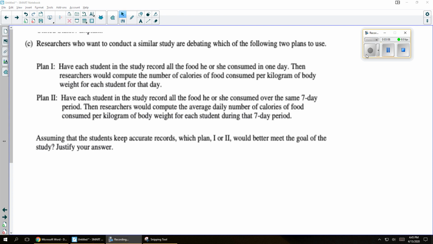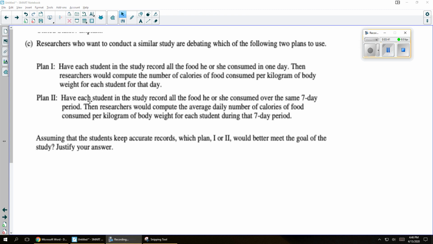So now part 3 says we want to look at which of these two plans is better. Plan 1 says let's just count how much food you eat today. Plan 2 says let's look at how much food you consume over a 7-day period and look at an average, assuming that the records are accurately kept. So don't try to nitpick that method. Just decide, is it better to think about it over a 1-day period or over a 7-day period?